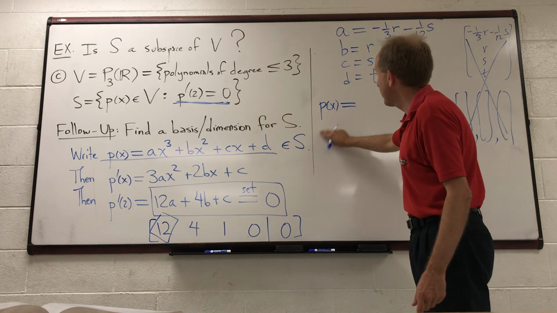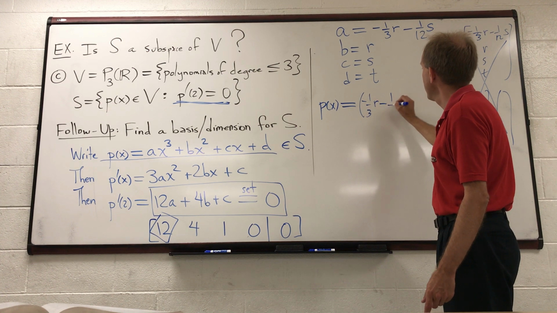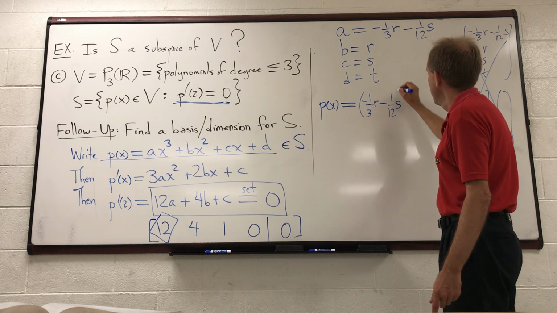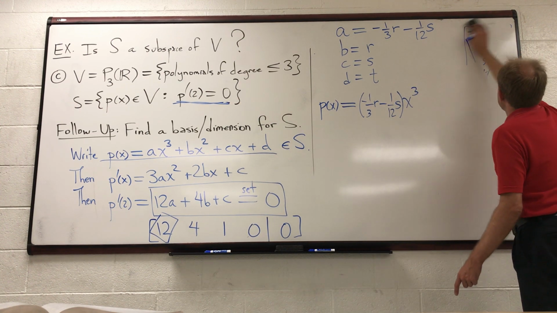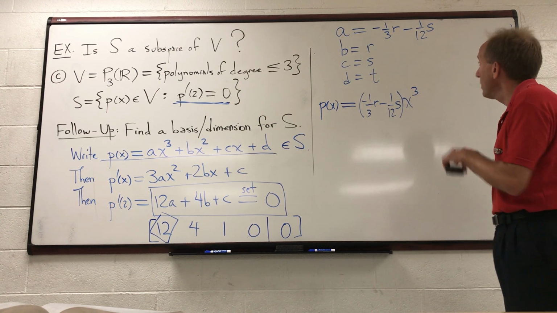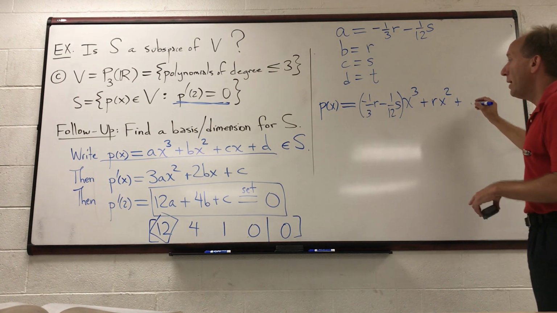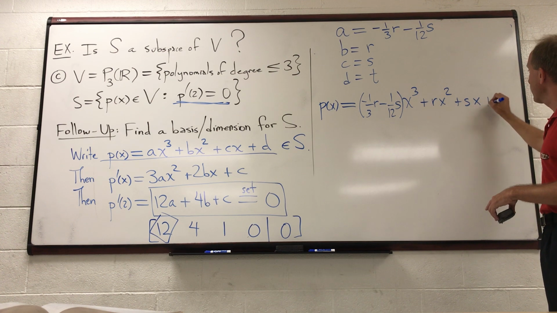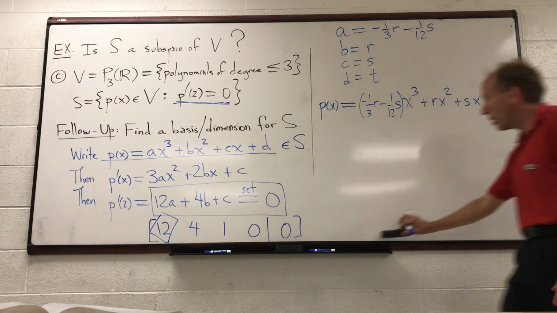Okay, so let's do that. So P of X is what? Negative 1/3 of R minus 1/12 of S, that's times X cubed. Okay, let me just clear this out. And then the B term is R, so Rx squared. And then S times X, and then plus T. So we actually just want to feed in the A, B, C, and D into our polynomial.